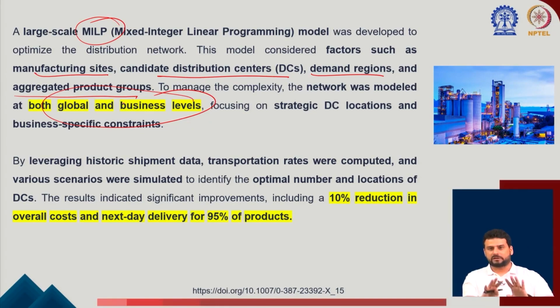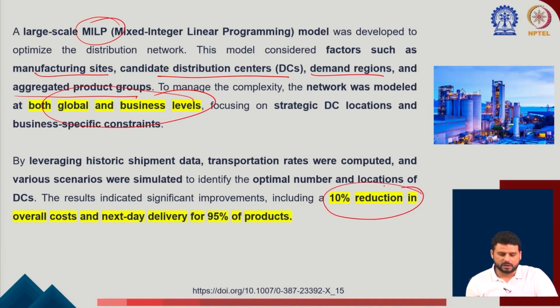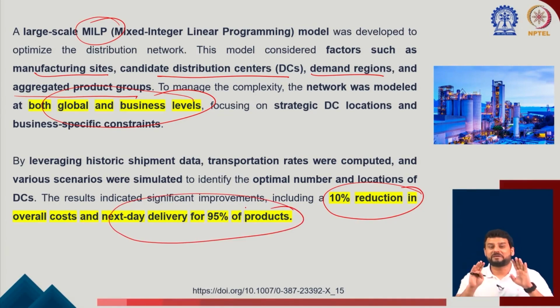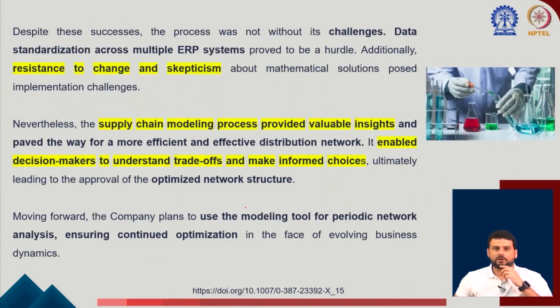So they included all those products, and the global as well as local business levels. Then they modeled that, and you can see the result indicated significant improvement: a 10% reduction in the overall cost, and next day delivery ensured for 95% of the products. Just by working on their distribution network, modeling it using a mixed integer linear programming model, where they fed all this data, they reduced the overall cost.